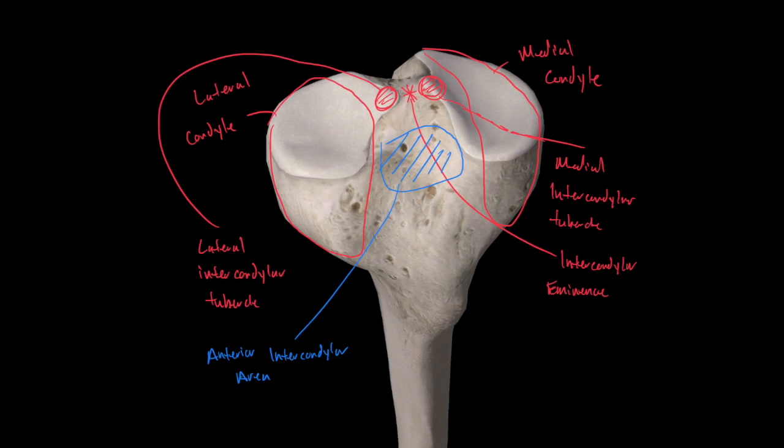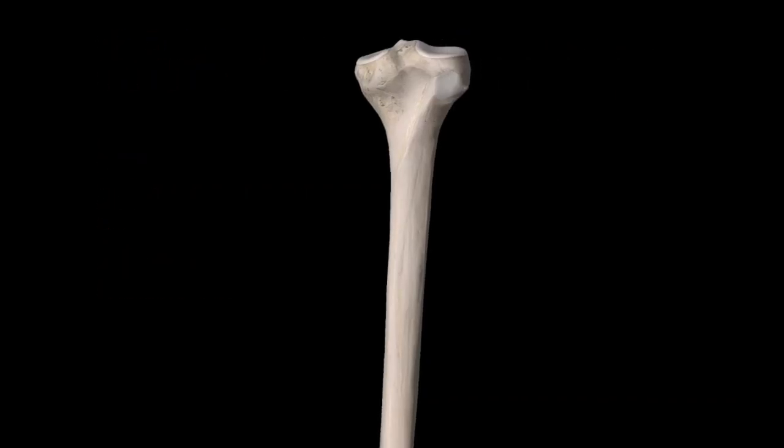Of the tibia, and on the posterior aspect in this region back here, that's going to be the posterior intercondylar area of the tibia. Now again, this is an anterior view of the proximal epiphysis of the tibia, so let's go ahead and look at the posterior aspect. We can see again the medial and lateral condyles of the tibia. We can see the medial and lateral intercondylar tubercles of the tibia, and then we see this little space in between them, which is the intercondylar eminence of the tibia.